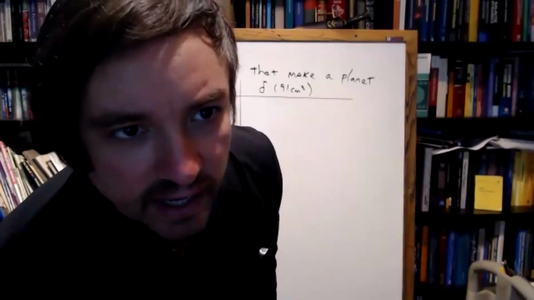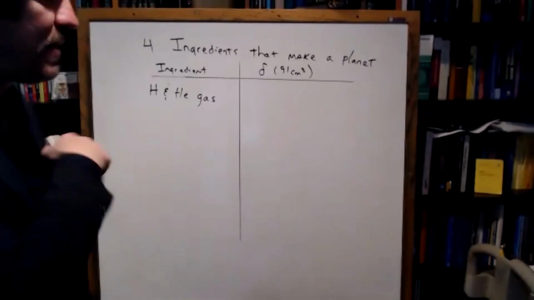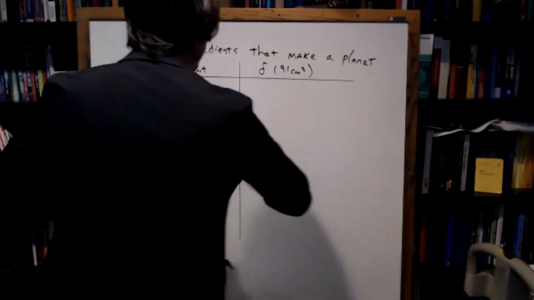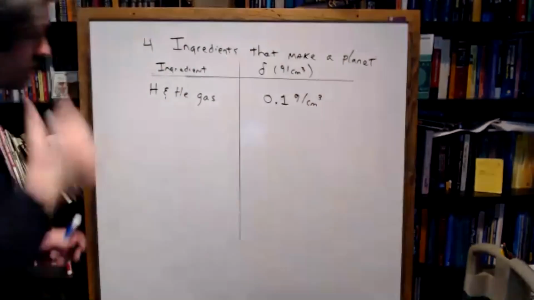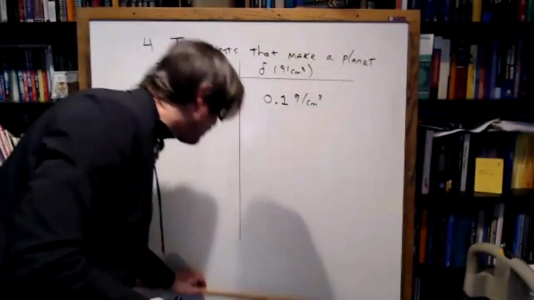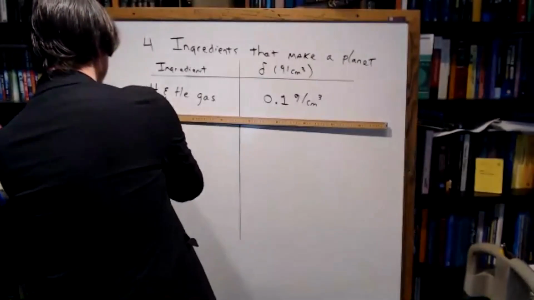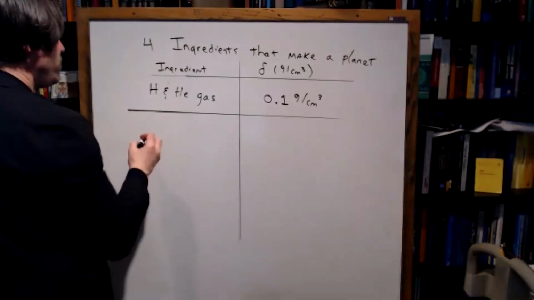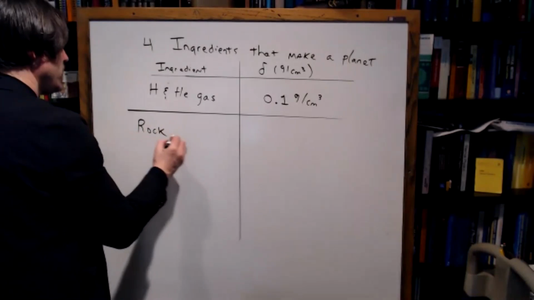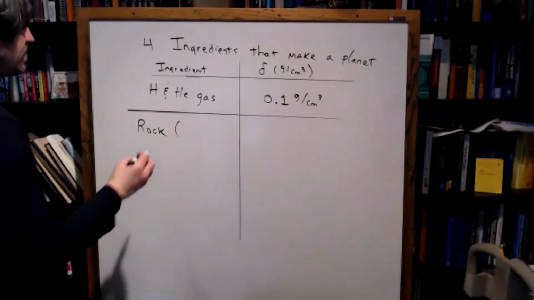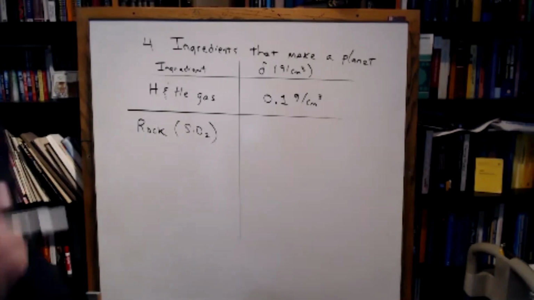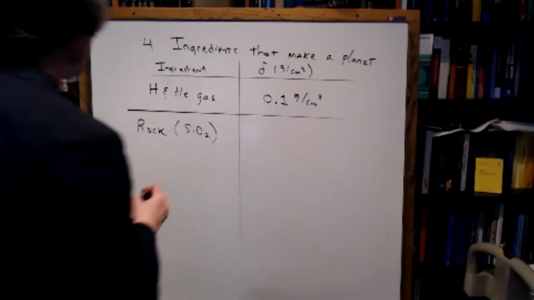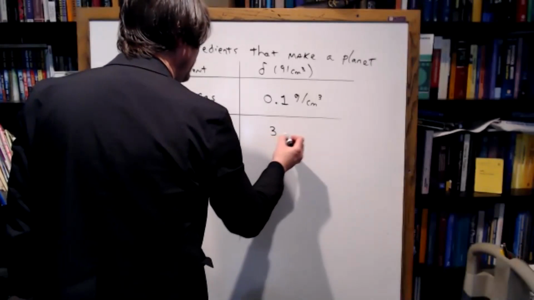I was in the process of giving you an overview of the density of the ingredients that make up a planet. So for hydrogen and helium gas, we're going to go with 0.1 grams per cubic centimeter. That's the right ratio for the gas that forms planets in outer space. And then we have typical rocks. Most rocks in planetary science are combinations of silicon dioxide or silicon tetraoxide. There's a couple of minerals that really stand out there, and they tend to be around 3 grams.